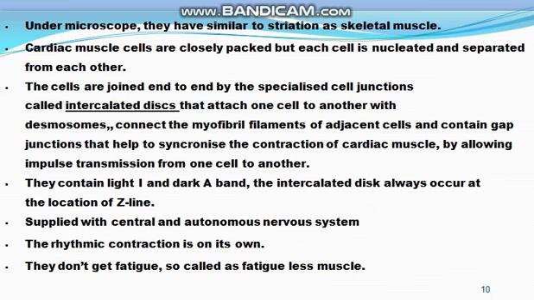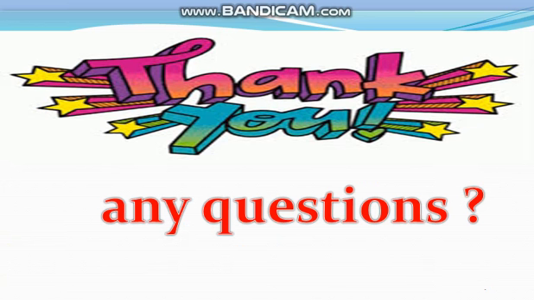So this is about the different types of muscular tissues. Muscular tissue is made up of three types of muscles: the skeletal muscle or the striated muscles, then smooth muscles, and then cardiac muscles. So this is all about the muscular tissue. Today we have talked about muscular tissue and studied the different types of the muscular tissues.